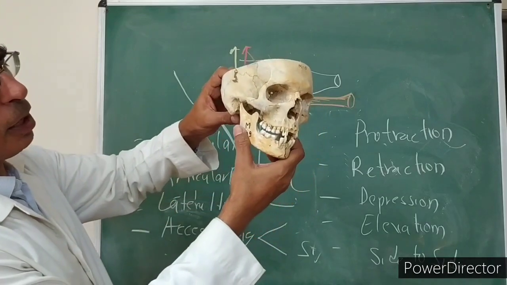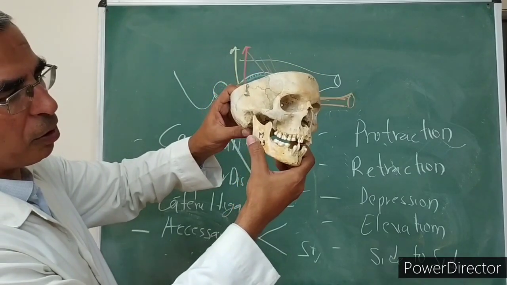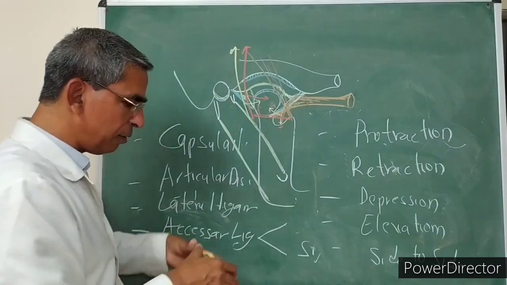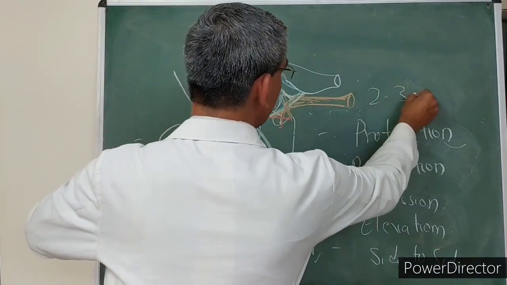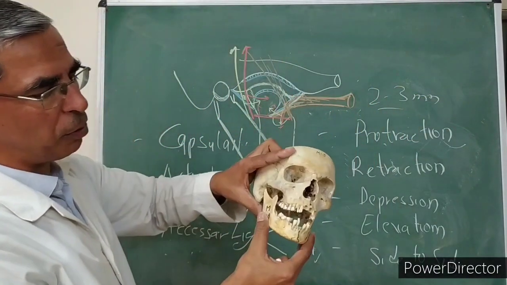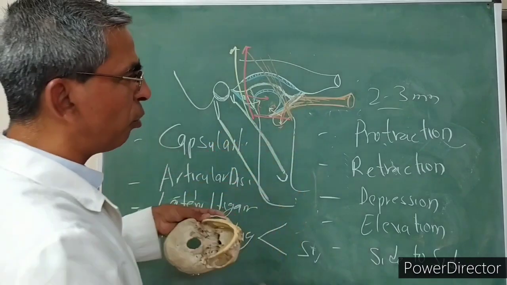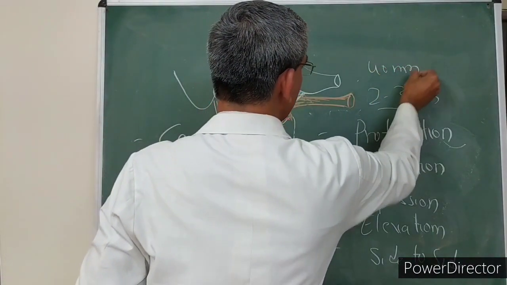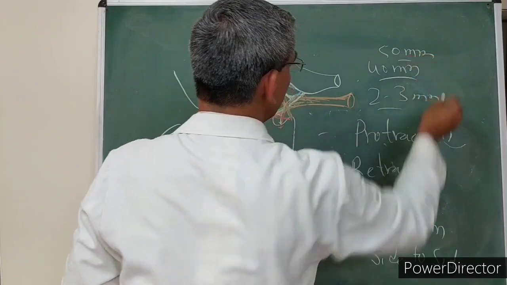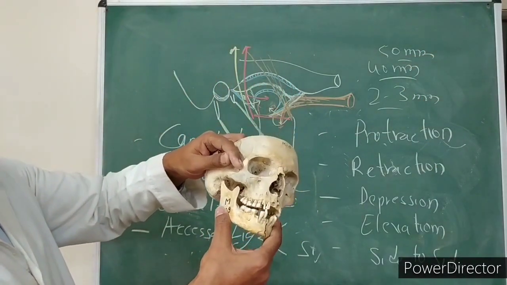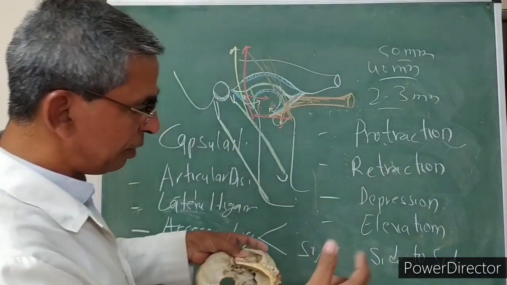These movements occur normally, especially the opening of the mouth. Normally, when the lips are in contact, a small 2 to 3 millimeter gap is there between the upper and lower teeth. So this is not the occlusal position. Now when we open the mouth, normally it is around 40 millimeter. When wide opening of the mouth occurs, it is about 50 millimeter, which is the maximum mouth opening. So 40 millimeter is normal. Clear?